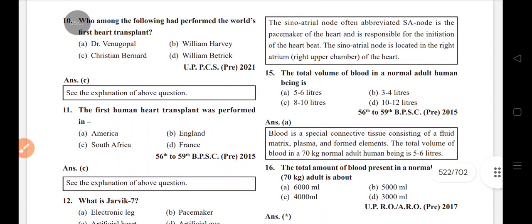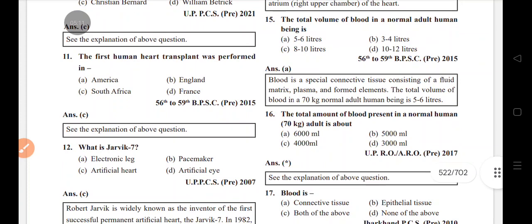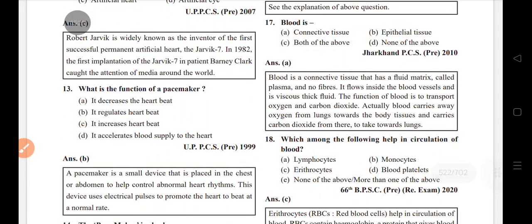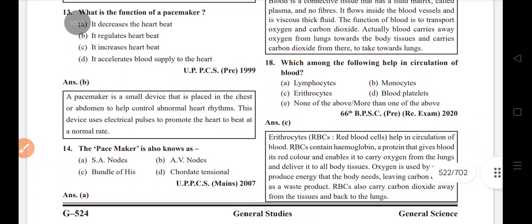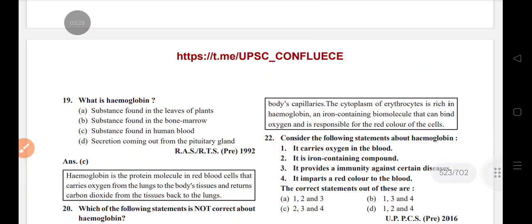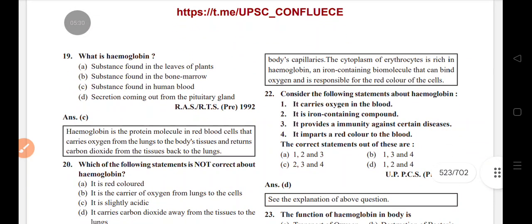The total volume of blood in a normal adult human being is 5 to 6 liters. The total amount of blood present in a normal 70 kg adult is about 5 to 6 liters. Blood is a connective tissue. Which one of the following helps in circulation of blood? Erythrocyte, RBC. What is hemoglobin? A substance found in human blood.